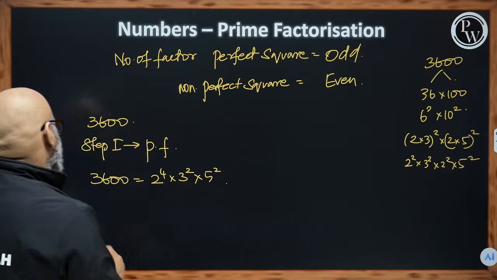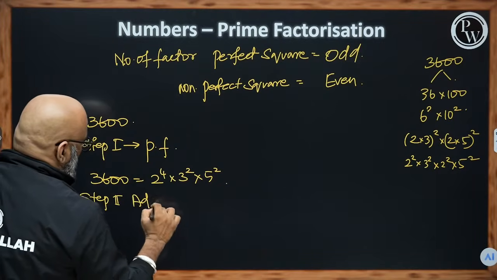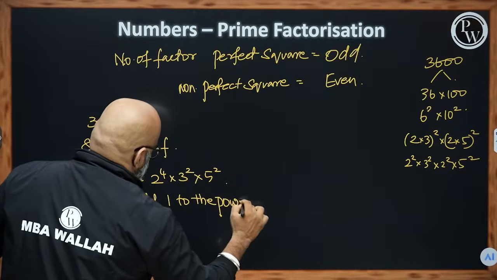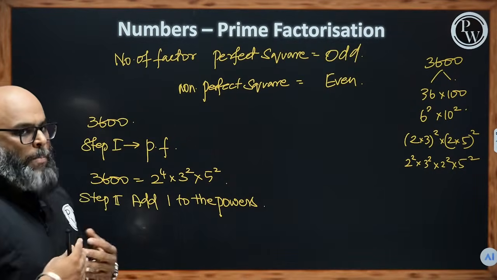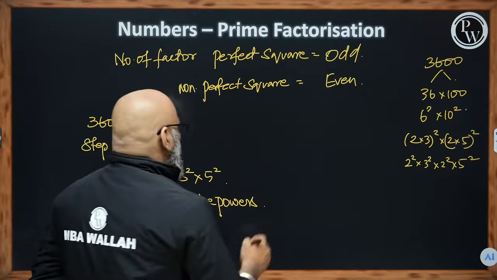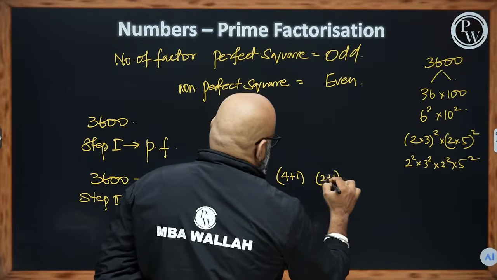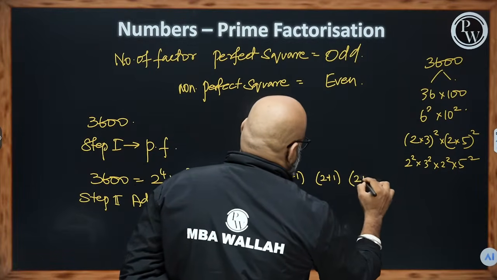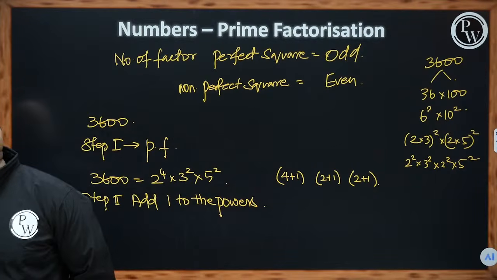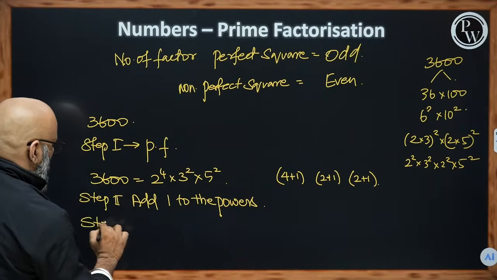Step 2, add 1 to the powers. Look at the power, take them out, add 1 to them. So 4 plus 1, the next one will be 2 plus 1, and then the other one will also be 2 plus 1. Right? That's step 2. Step 3, multiply.